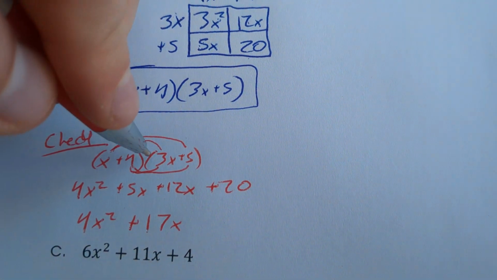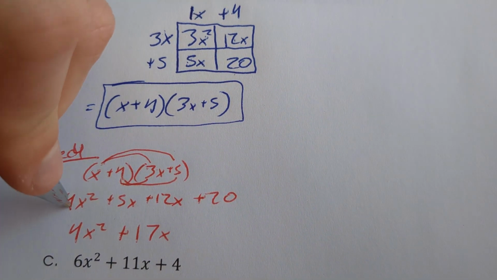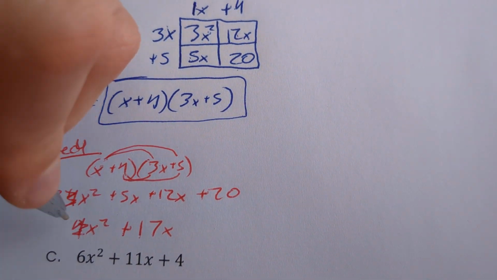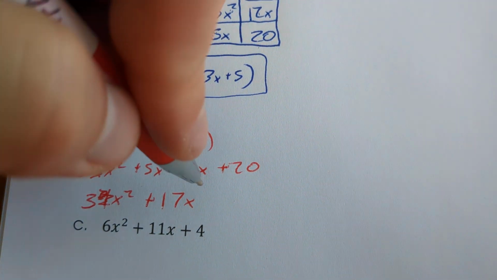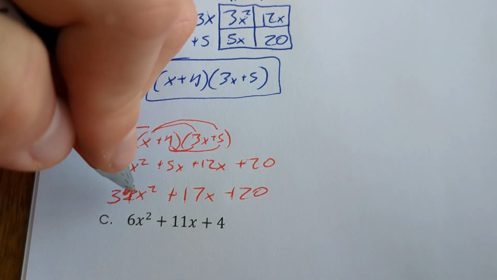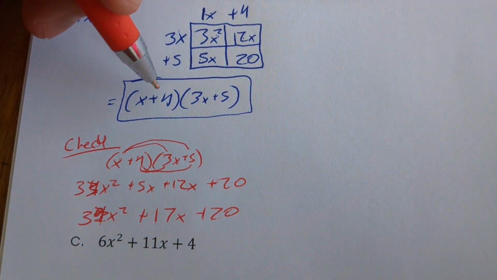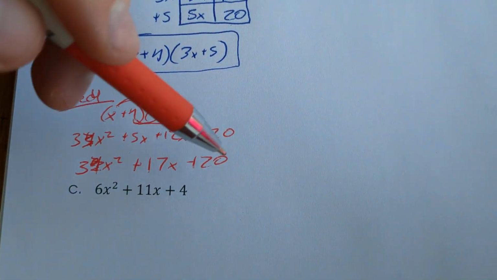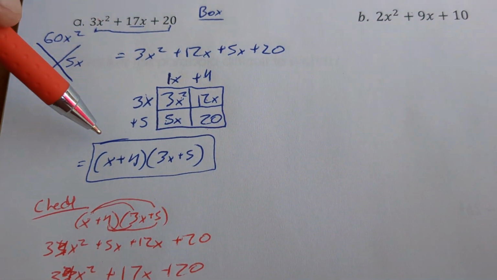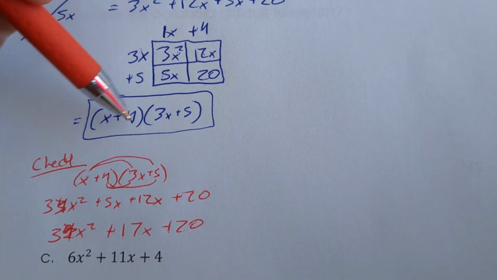Sorry, I wrote 4 here, but this should be 3, right? X times 3x, it should be 3x, sorry. 3x. So 3x squared plus 17 and then plus 20. And that is exactly what we started with up here. So that means we did factor this correctly. Again, you don't have to do this check every time, but it's good to know how to do it in case you're unsure about your answer.